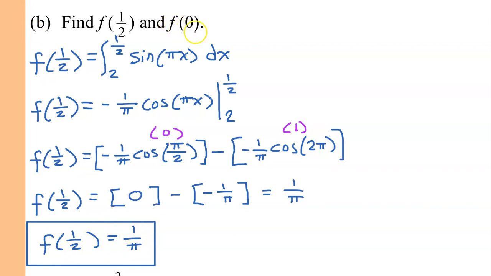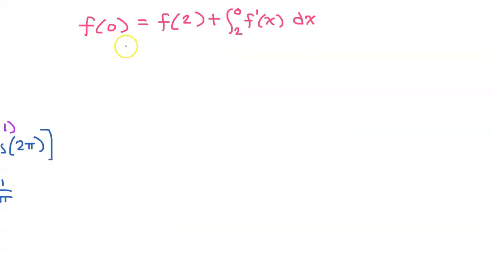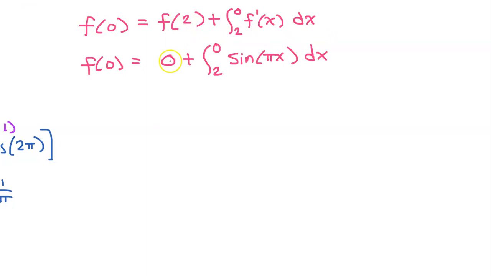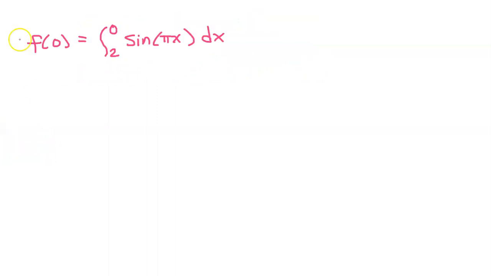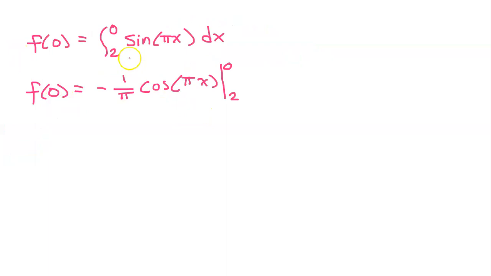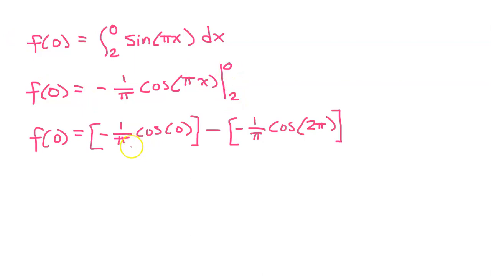Now let's find f at 0. The first fundamental theorem of calculus gives us this. Since f at 2 is 0 and f prime is sine of pi x, we now have this. Let's go ahead and get rid of that 0. From previous problems, we know that the antiderivative of sine of pi x is negative 1 over pi cosine of pi x. And because this is a definite integral from 2 to 0, we will evaluate from 2 to 0. We must find the value at 0 minus the value at 2.